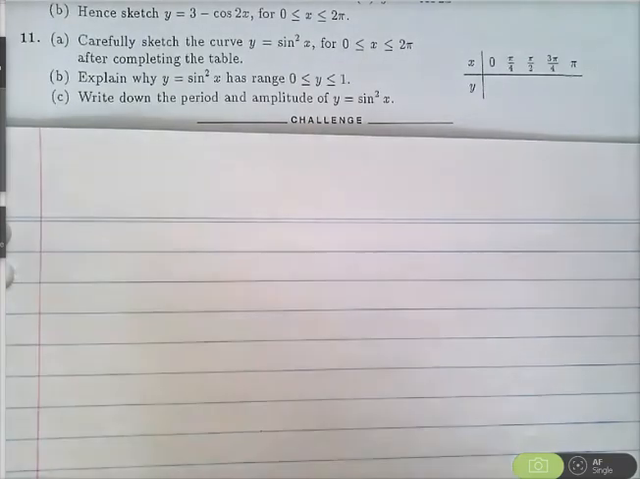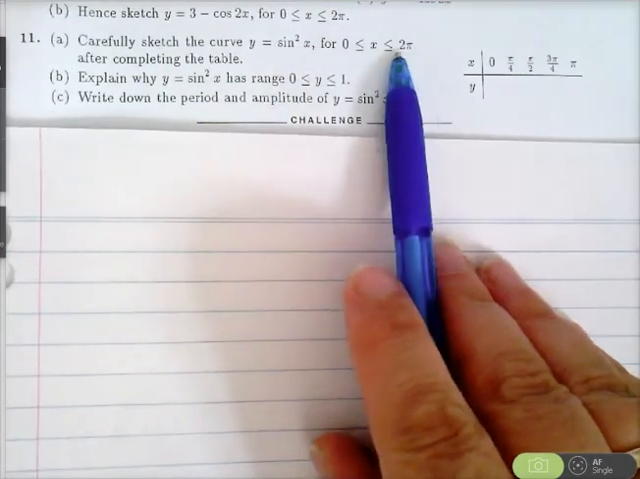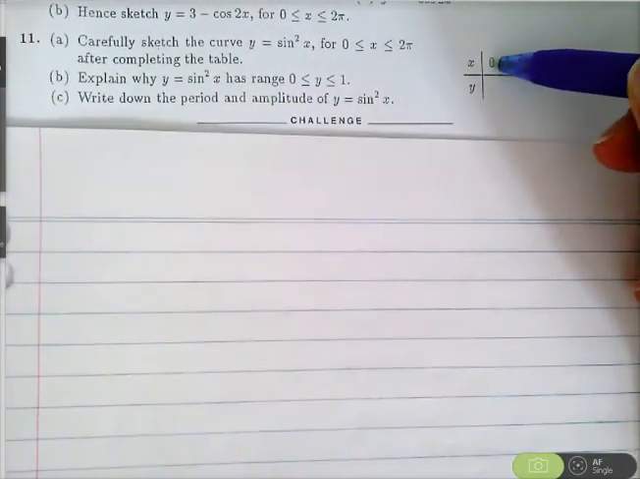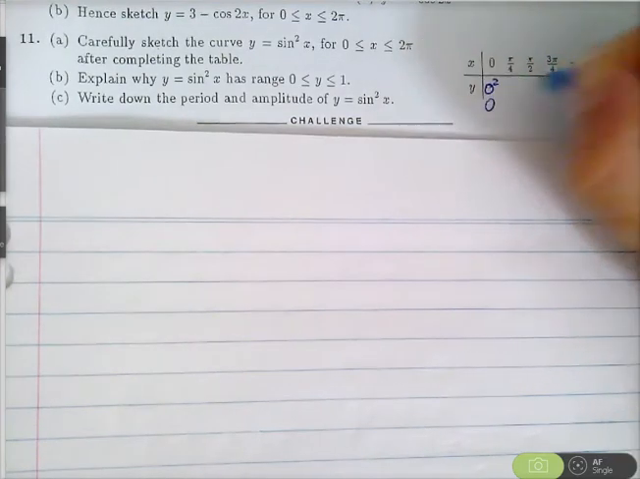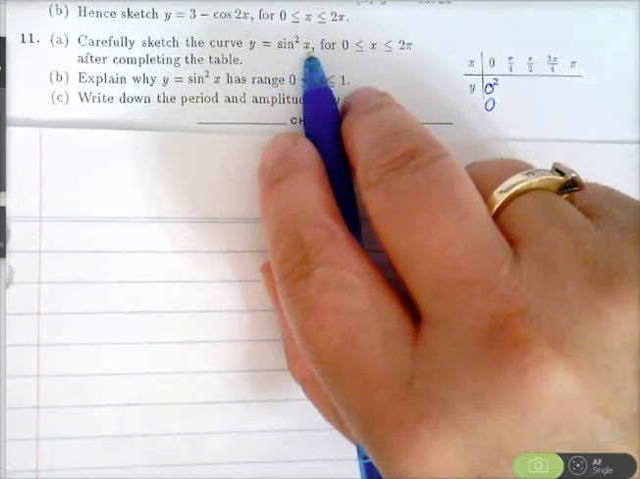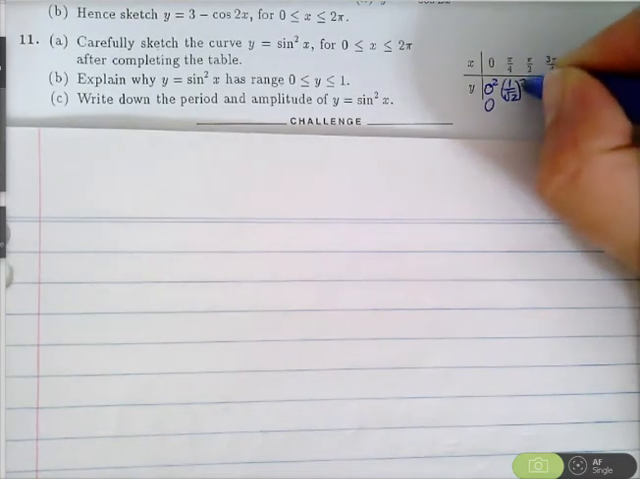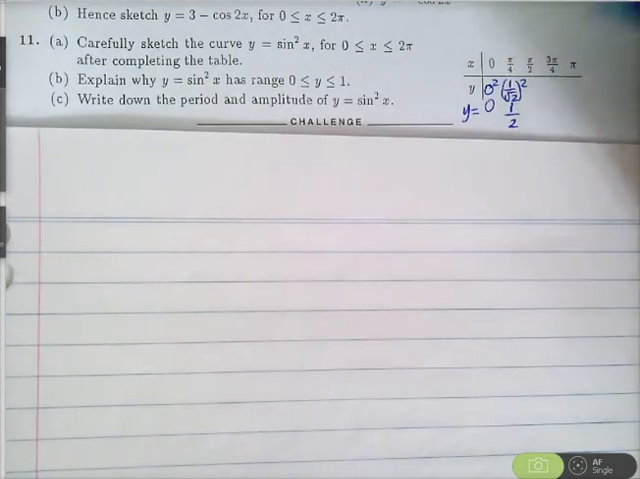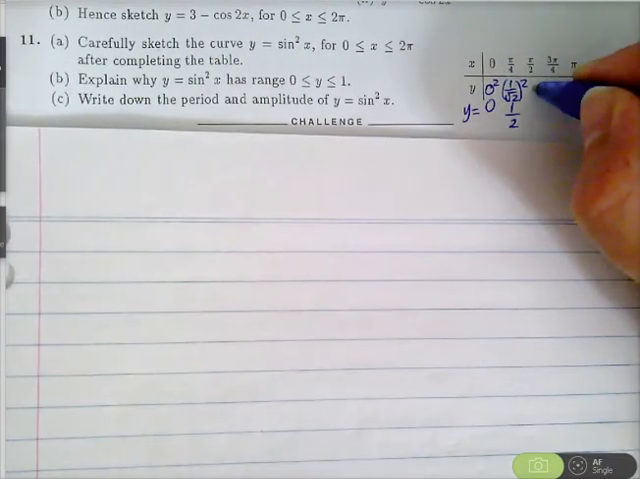Okay, now it says to carefully sketch the curve y equals sine squared x from 0 to 2 pi after completing the table. So remember, sine squared x, that would be sine of x is 0, and squaring 0, you get 0 squared is 0. So sine of pi on 4, the sine of pi on 4 is 1 on root 2. So we're doing 1 on root 2 squared, so my answer is a half. Okay, so I'm just showing the working up there. Sine of pi on 2, now sine of pi on 2 is the same as sine 90, which is 1.